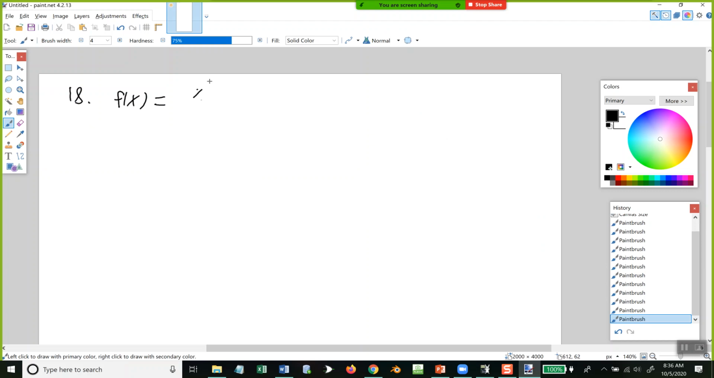X squared, 4x minus 7 over x minus 2. We have a note to have a slant asymptote.